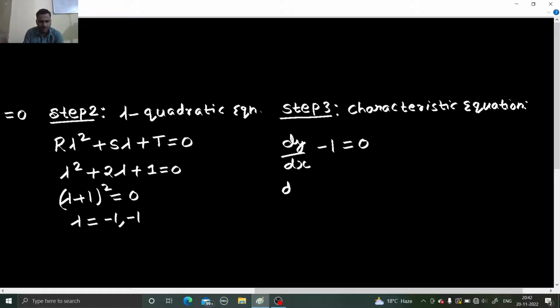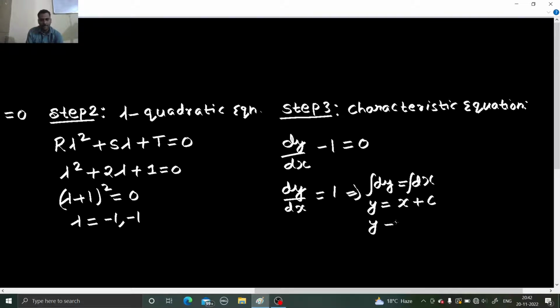So let's solve this. So dy by dx equals to 1. So from here we get dy equals to dx, integrate both sides. So y equals to x plus c. So y minus x equals to c. This is the only equation which you are getting.